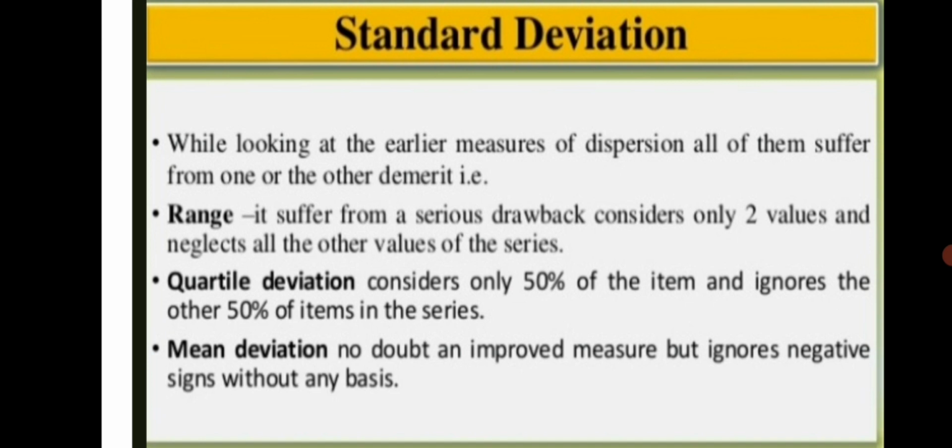Next one is range. It suffers from a serious drawback: it considers only two values and neglects all the other values of the series. Quartile deviation considers only 50% of the items and ignores the other 50% of items in the series. Mean deviation is no doubt an improving measure but ignores negative signs without any basis.